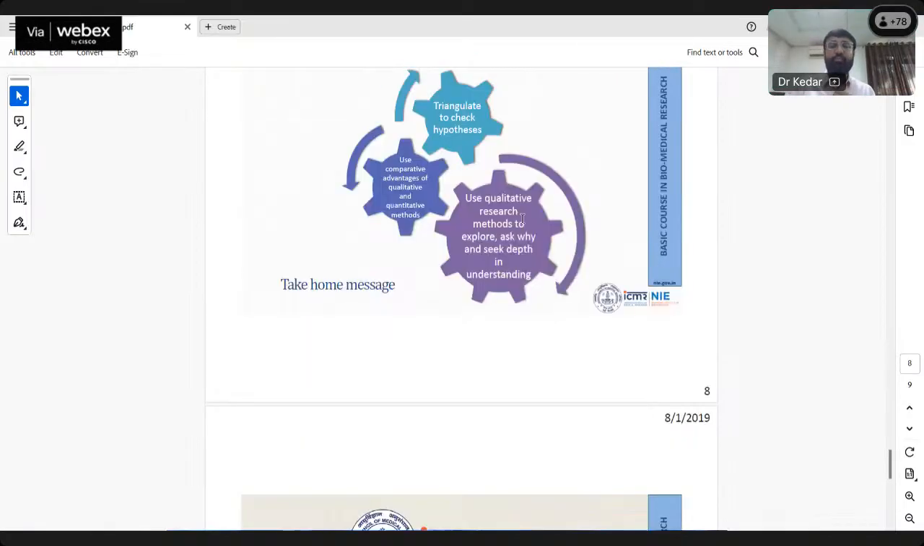Okay. So to summarize, the take home message is, for the qualitative research, you can triangulate to check the hypothesis. You can triangulate your findings. That means your qualitative findings as well as quantitative findings, whether both are matching or not. So that way you can triangulate the findings of your research study when you have qualitative plus quantitative. And of course, as I've mentioned, qualitative research is used to explore why and how, right? Why and how for any research question.